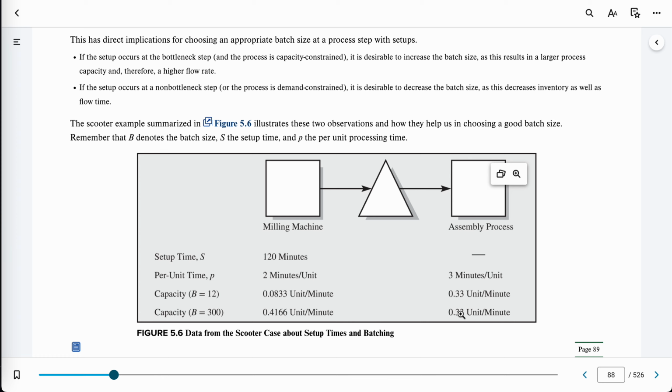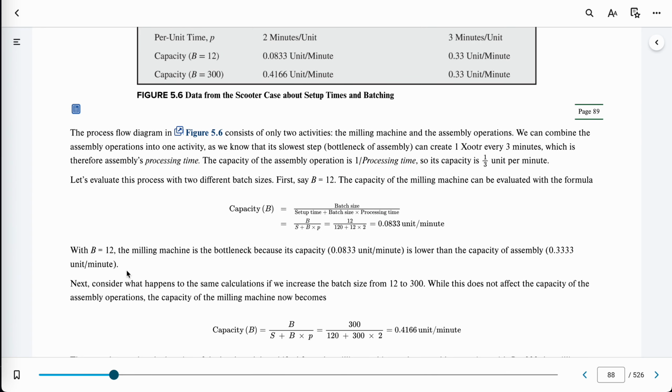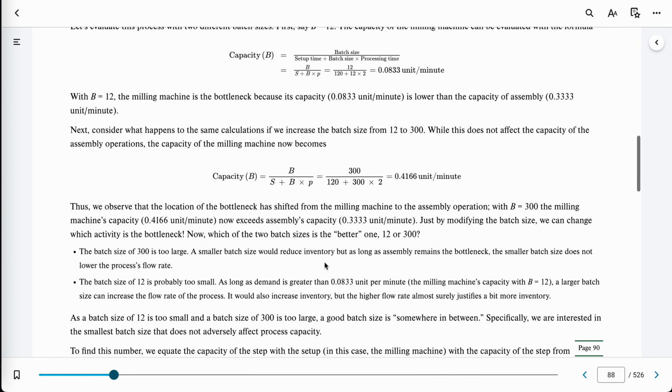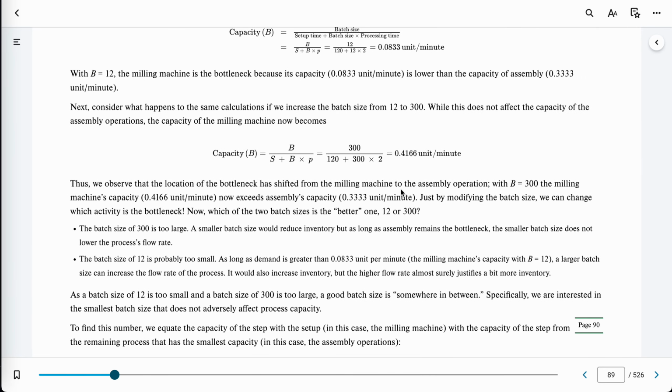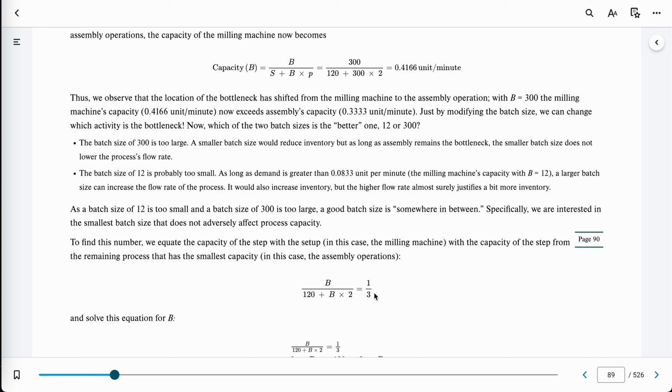So how do we make it so that both of these things are balanced? Well, obviously it's best to produce the milling machine process at the same rate as the assembly process. So we keep the capacity of the milling machine process equal to the capacity of the assembly process, which is a simple mathematical exercise, right? So we need to figure out the batch size. We know that the setup time is 120 minutes, right? And we know that we want a capacity of 1/3. So we want to produce 1 unit every 3 minutes.